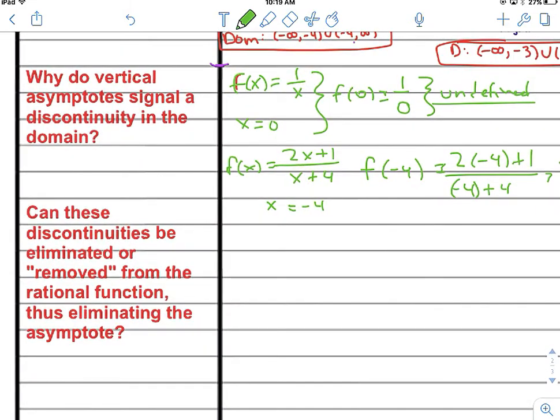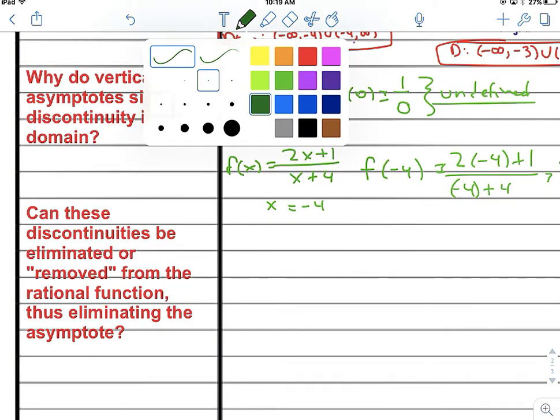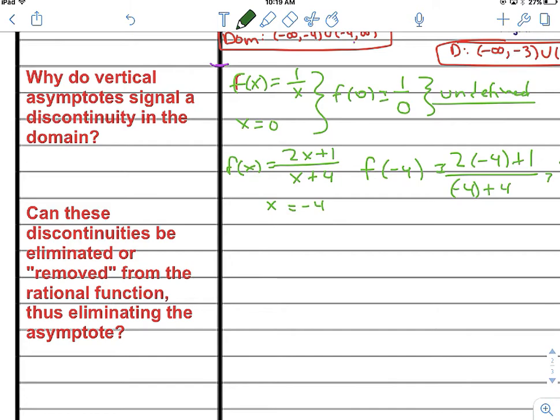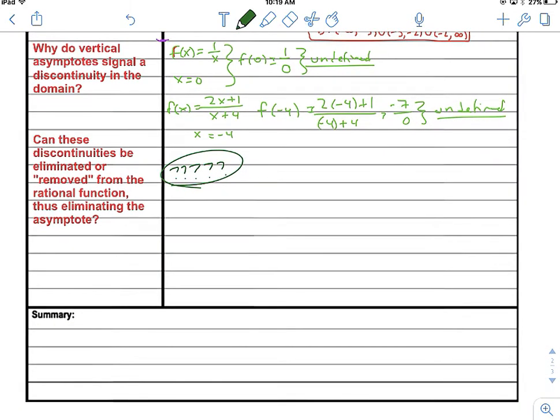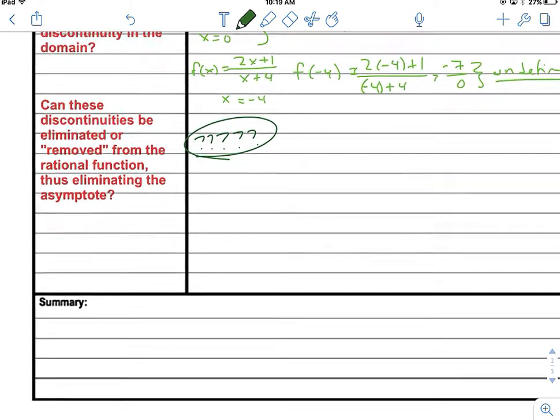So I'm going to leave you with this question, which is, can these discontinuities be eliminated or removed from the function? Can you eliminate the asymptote? And so I'm going to leave this as kind of like a question mark. This is something we're going to cover a little bit later, so please leave some space in your notes because we have to come back and actually fill that part in.